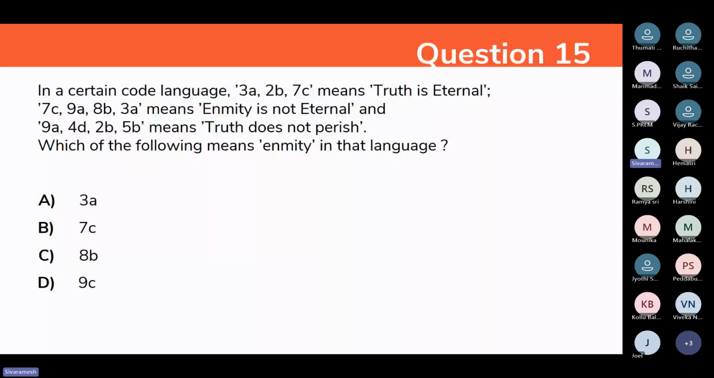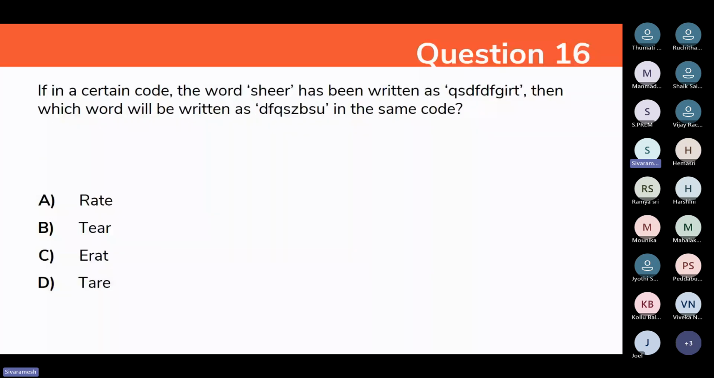Yes, guys, very good. 8B, whatever you posted is correct. Same common code logic. Yeah, this one. Try it fast. Another one. In a certain code, the word shear has been written as QSDFDFGIRT. Then which word will be coded as? Here you should find the original word, not the coded one.